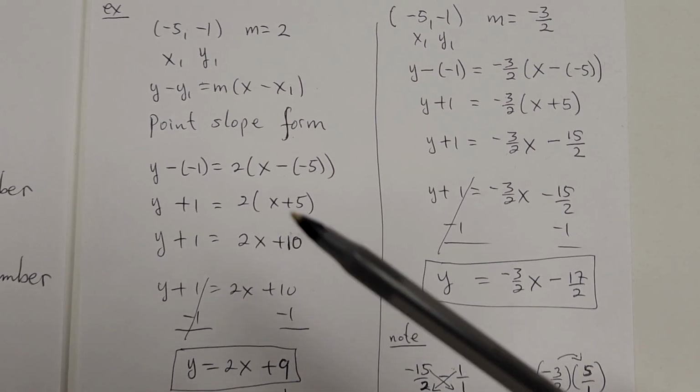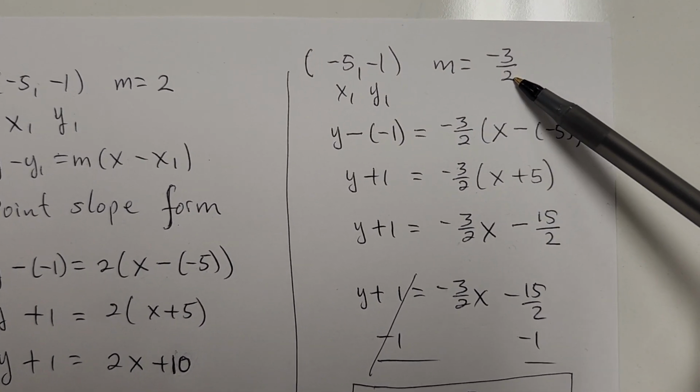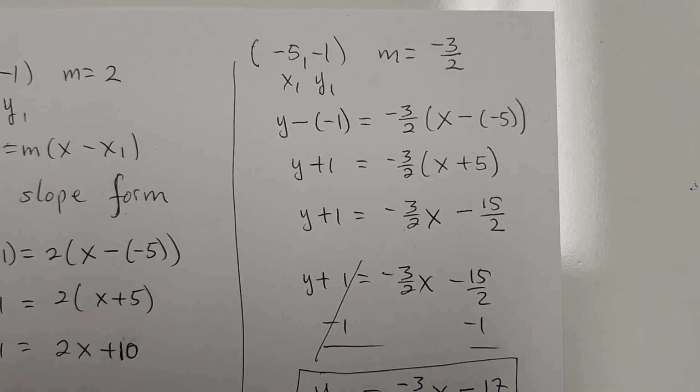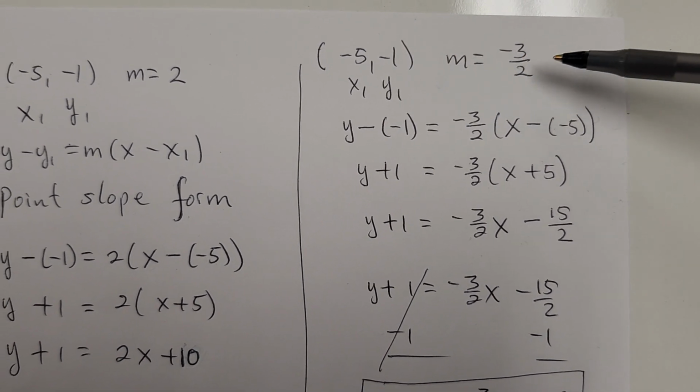Now this slope is a nice number. What happens when my slope is a fraction? Same concept, same procedure, just more algebra. So same point, just a different slope.